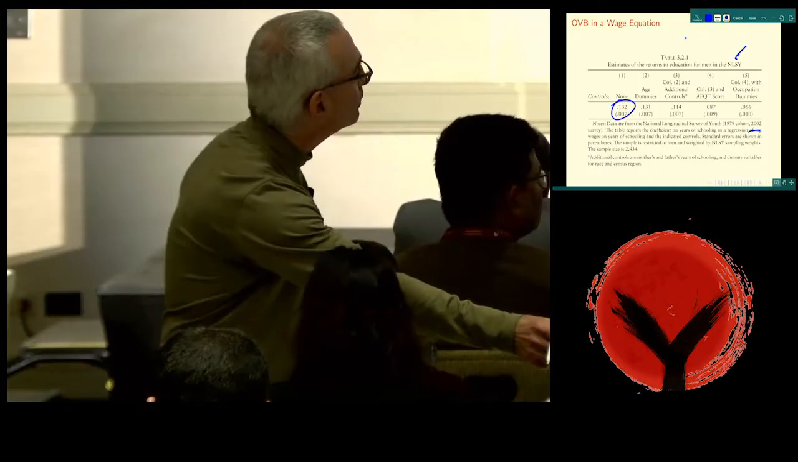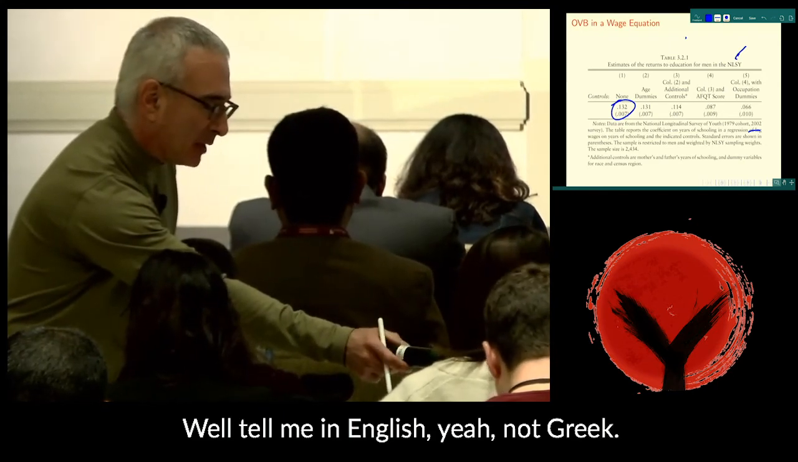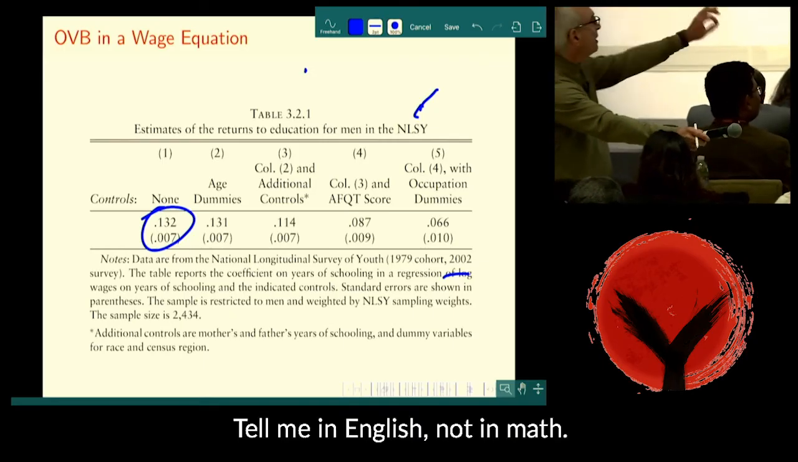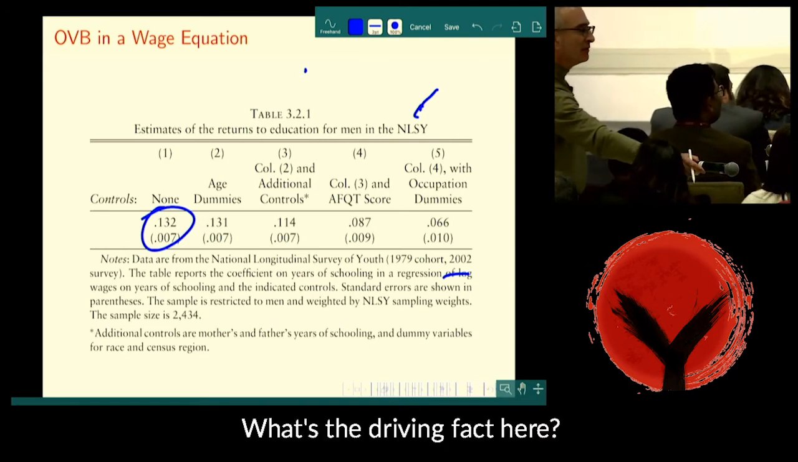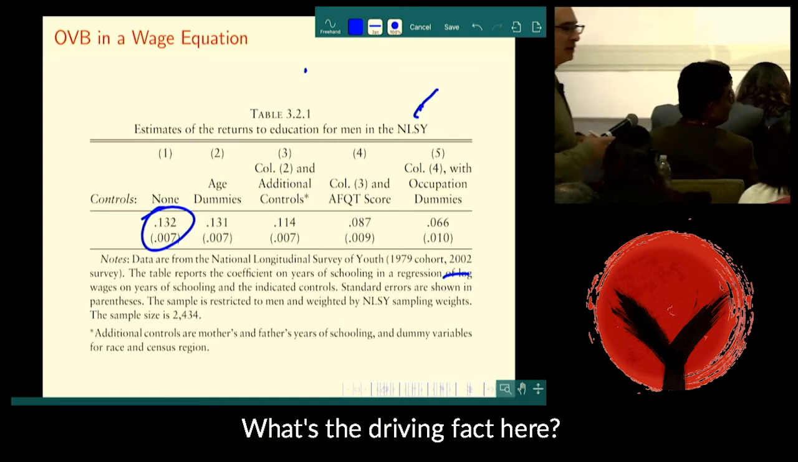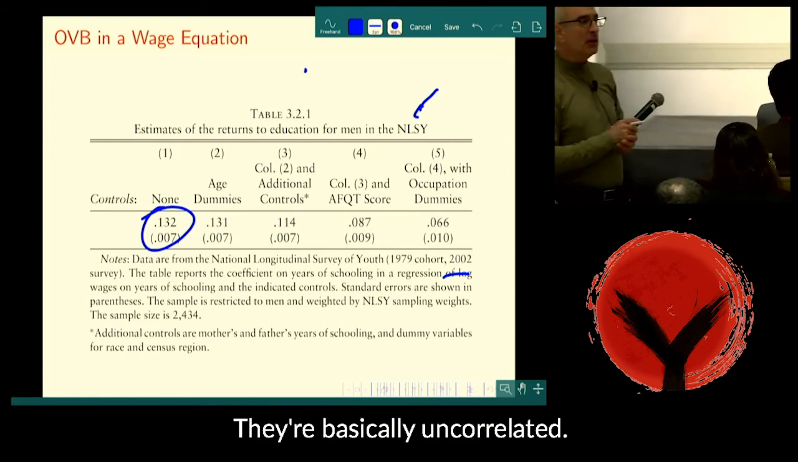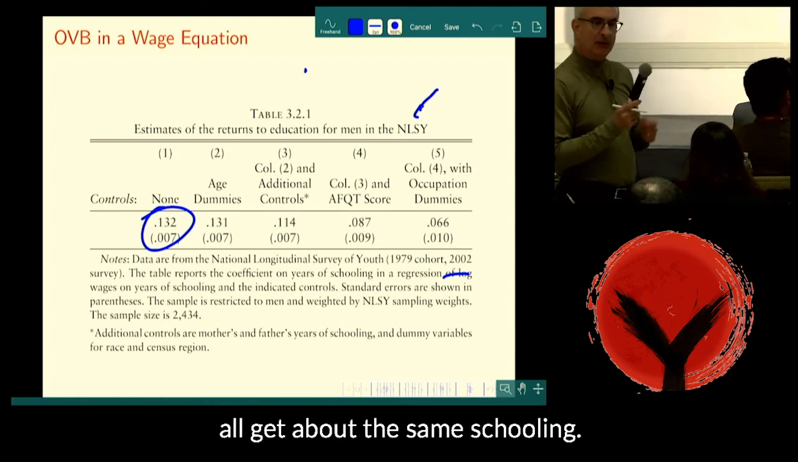Yeah, because the beta K is almost... Sorry, the what? How do I say that? The covariance. Delta? Well, tell me in English, not the Greek. Covariance of yi and x to the ki. Okay, but tell me in English, not in math. What's the driving fact here? Age and schooling are probably not... They're basically uncorrelated. People of different ages in the NLSY all get about the same schooling.